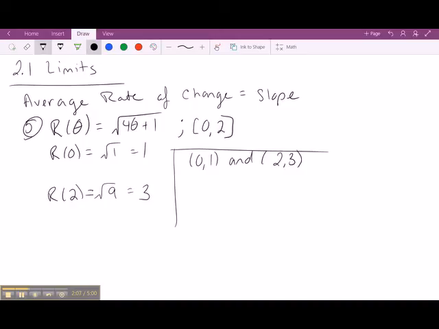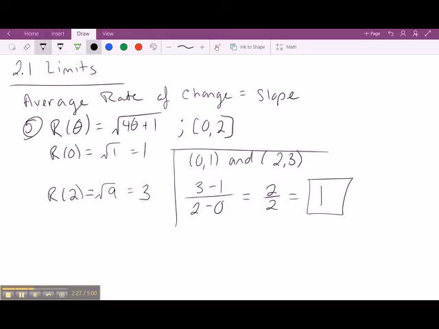So the average rate of change, or the slope, is going to be the change in the y's, so 3 minus 1, over the change in the x's. So the average rate of change on this is 1. That's something that I would expect that everybody should be able to handle.